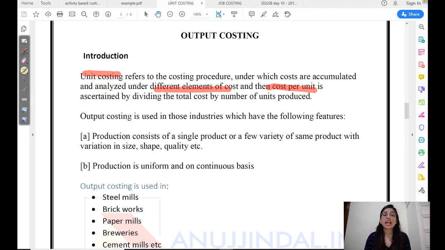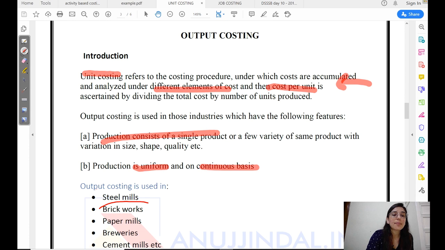So let us discuss where output costing is used. Then we will be able to understand this point better, that how we can calculate the cost per unit under output costing. Output costing is used in those industries where the production is of a single product, the production is uniform and is on a continuous basis, right? So wherever the industry is producing a single product or a variety of that same product, unit costing could be used. So let me make you understand how it is possible to calculate the cost per unit.